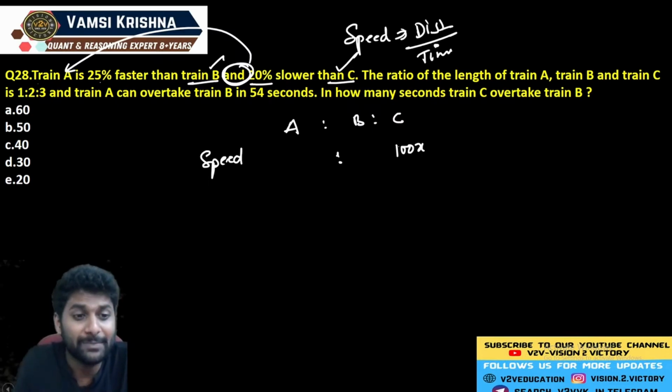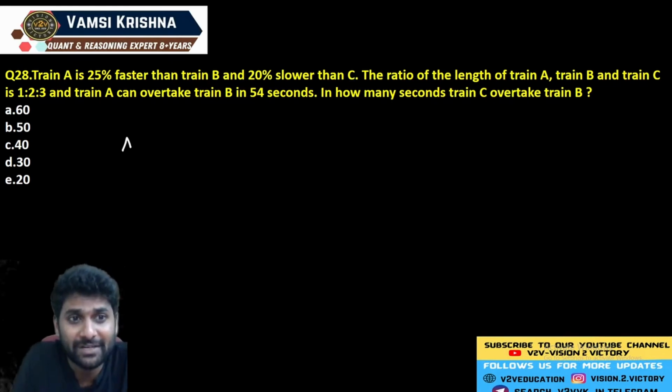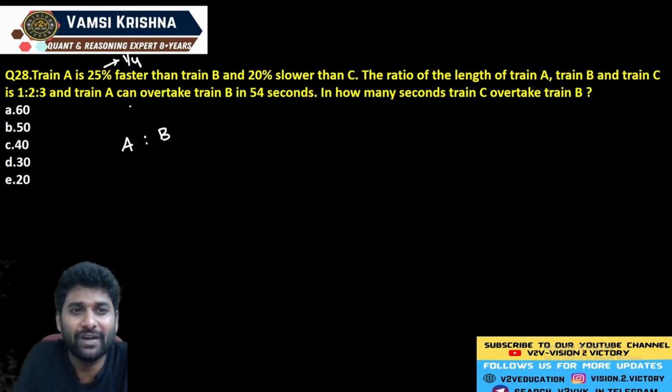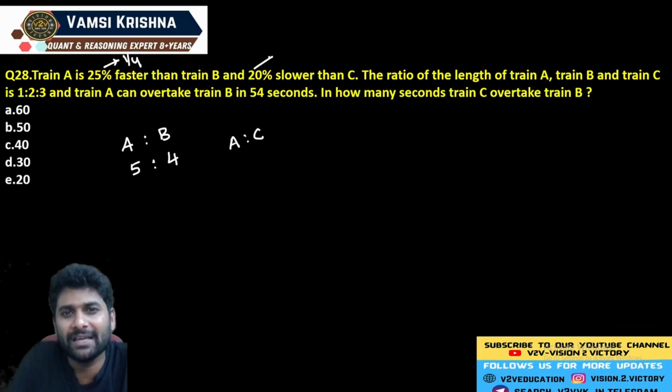Okay. Let me tell you the ratio method also. Let me take a ratio method for A and B. We can cover that concept also. 25% means 1 by 4. So 25% faster means if B runs at 4 units, definitely A runs at 5 units. If A is 20% slower than C, so 20% is equal to 1 by 5. If C runs 5 units, then A, being 20% slower, runs at 4 units.